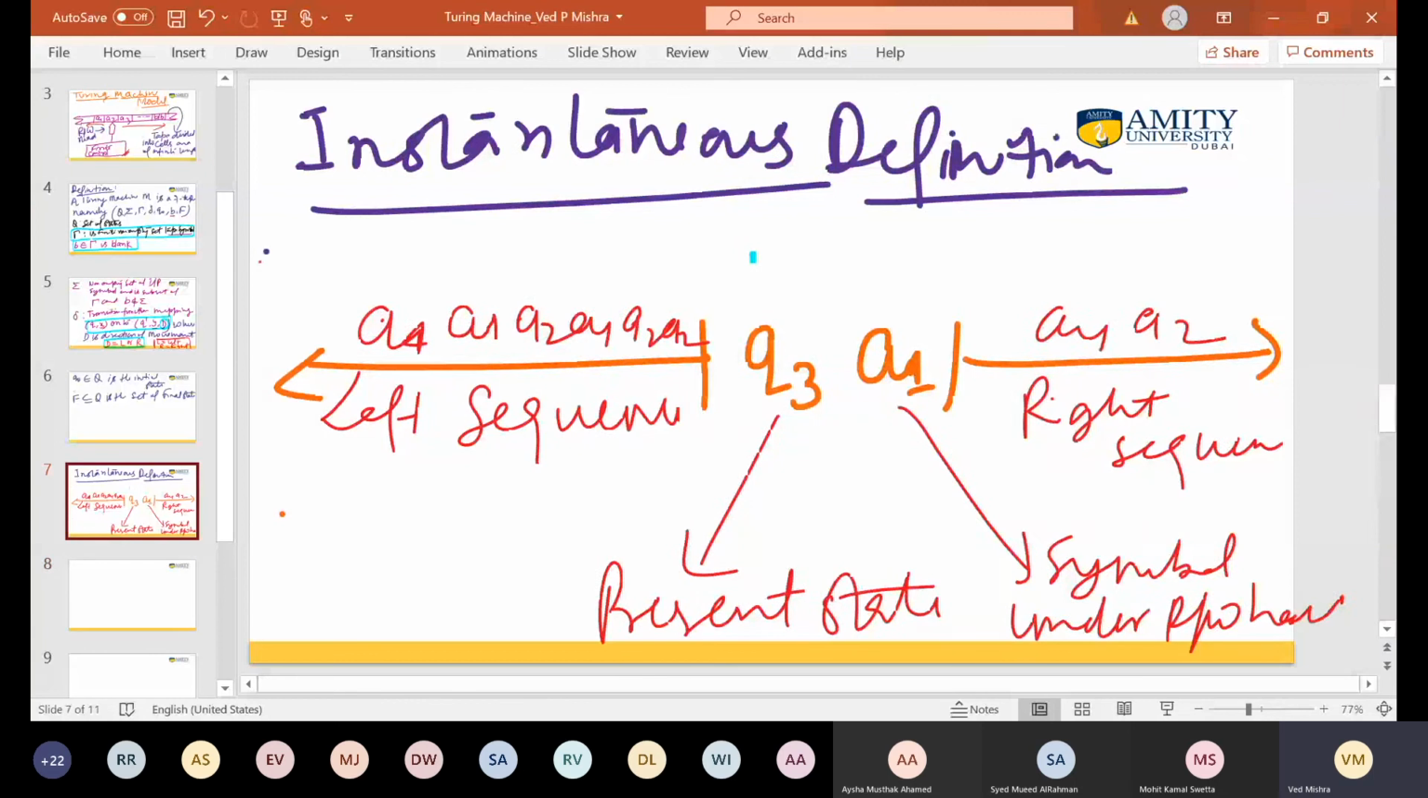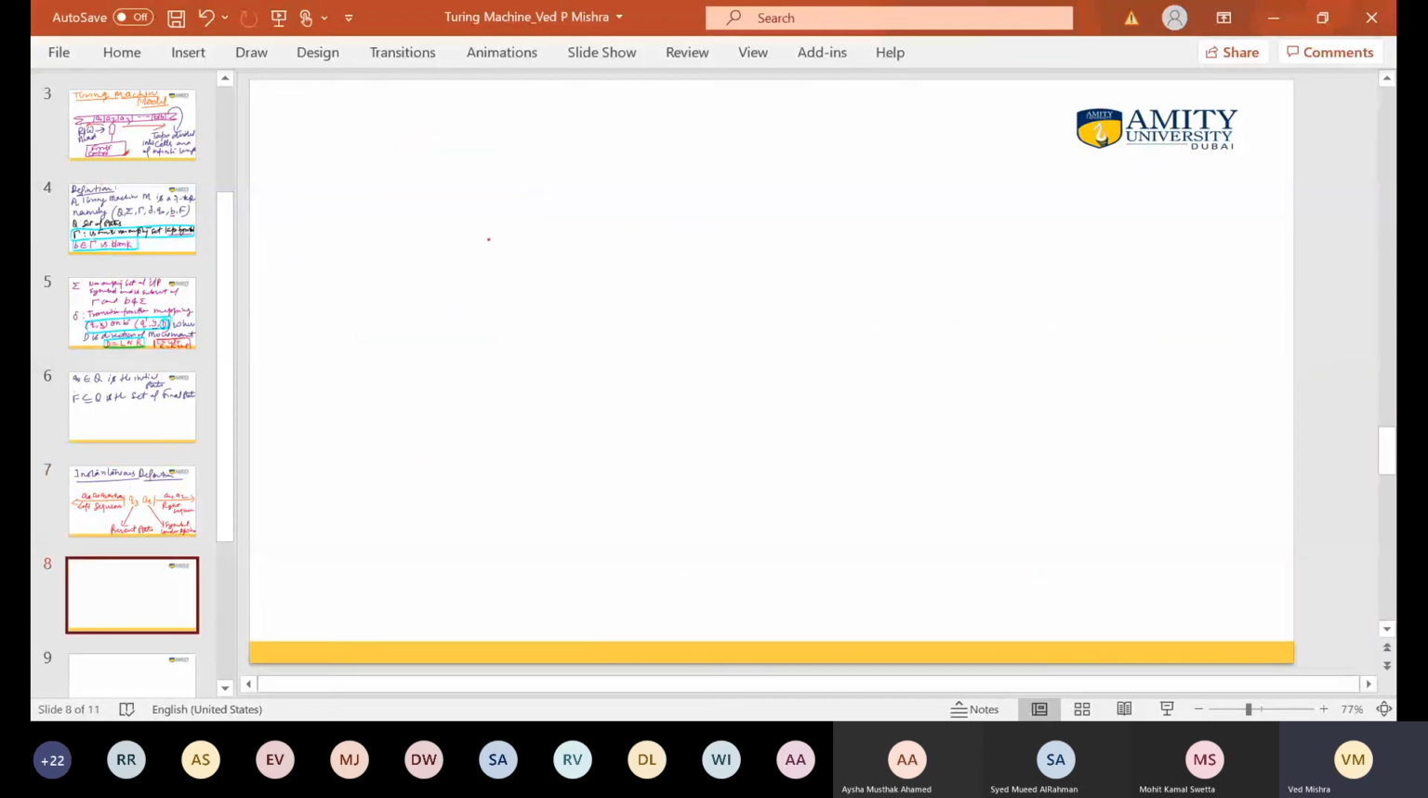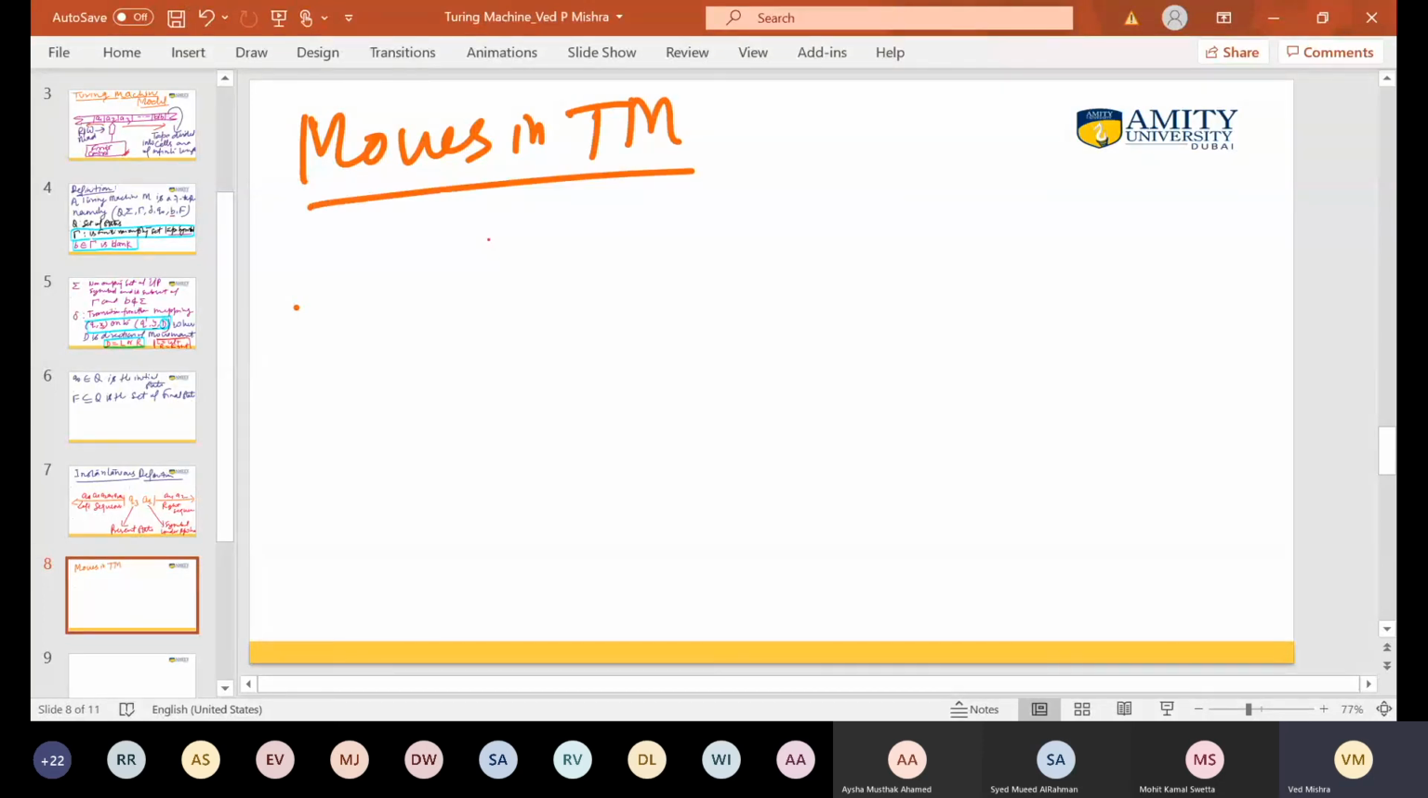Is anybody having any confusion about what we are doing? I think I will do one move and then you will understand in a better way. So we will do one move in Turing machine. I will just write the start form for Turing machine, TM.